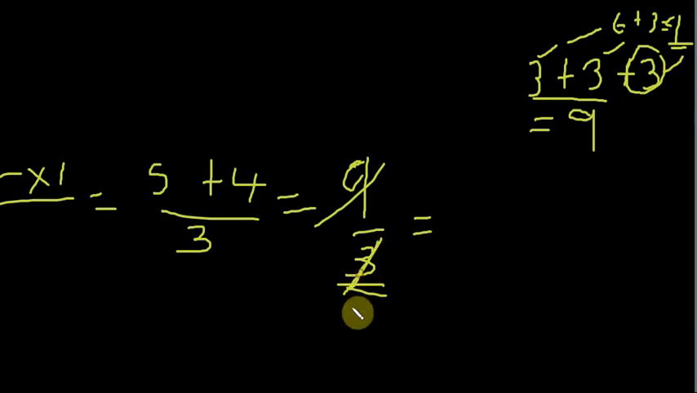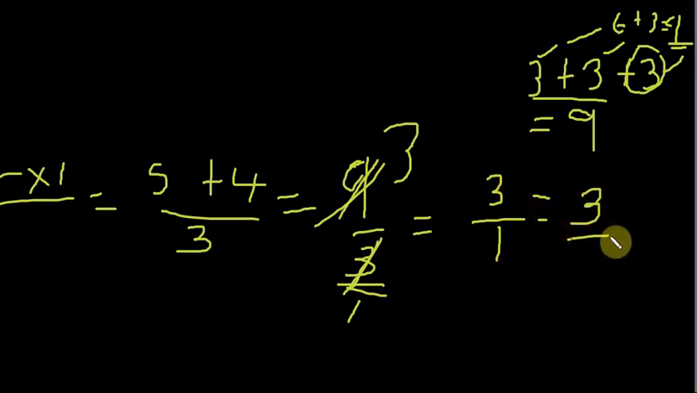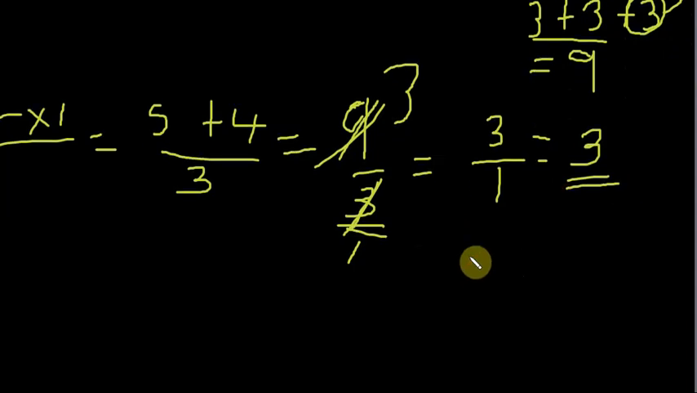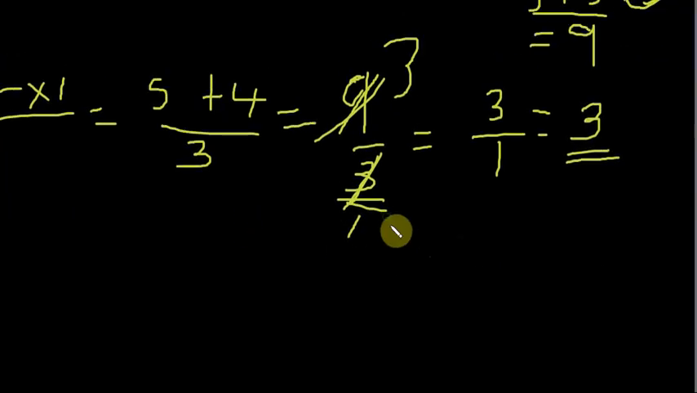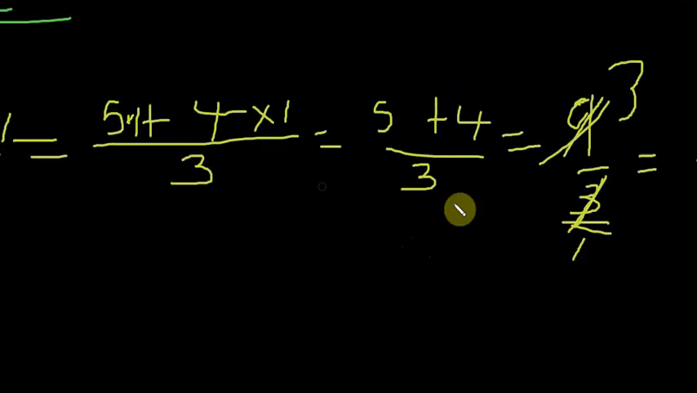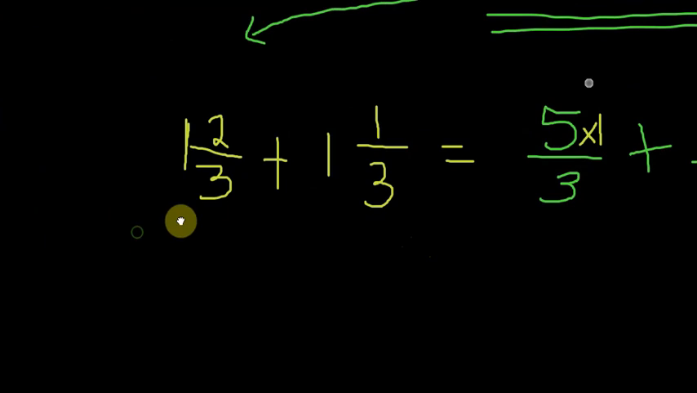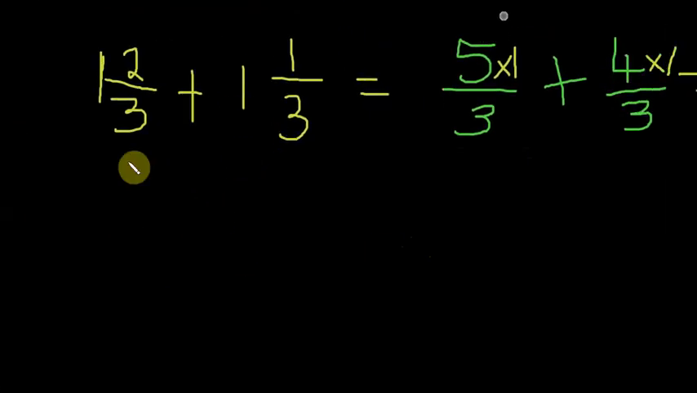So 3 is divisible by 3 one time, and 9 is divisible by 3 three times. So numerator is 3, denominator is 1. 3 over 1 gives us 3. Okay. Final answer is 3, which is actually so cool. It's actually a whole number. This is fascinating.